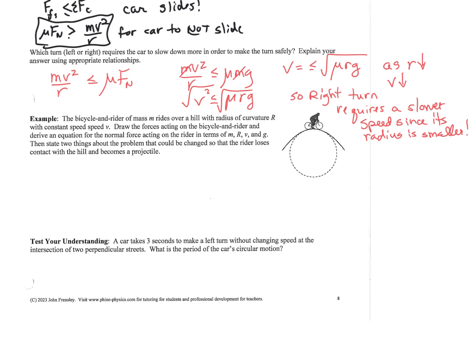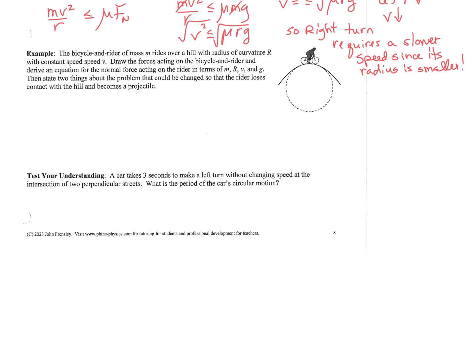All right, a bicycle and a rider of mass m ride over a hill with radius of curvature r at a constant speed v. So that combination of a radius and a constant speed tells me we are dealing with sum of forces centripetal. It's over the hill, right? Okay, so what do we know here? We know that we have some radius r here. It's going at some constant speed v this way.